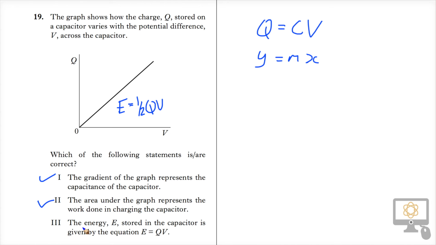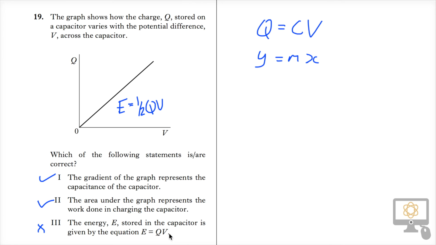And then 3, the energy stored is given by the equation E equals QV. Well, I've just answered that one. That's incorrect, as I've stated above. It's just something to bear in mind here. This equation is a very similar equation that might be written in the formula sheet, and bear in mind that that equation represents the work done in moving a charged particle in an electric field, which is a very common mistake for pupils to make, confusing that equation and the one for the energy stored in the capacitor.